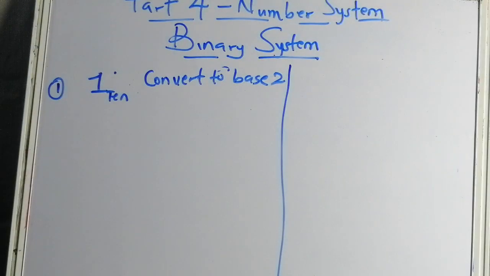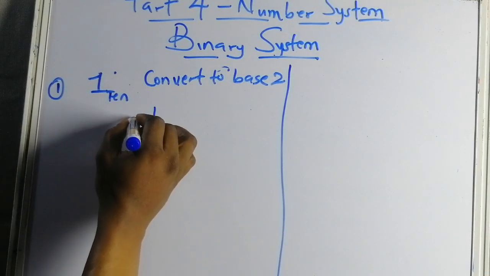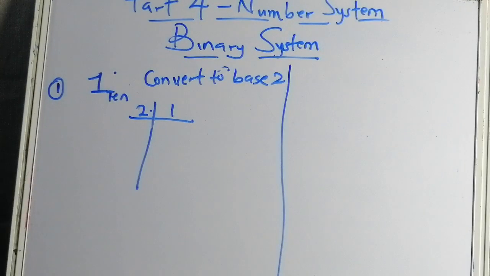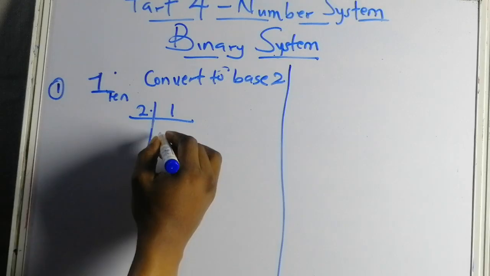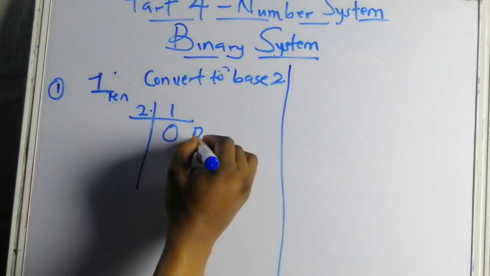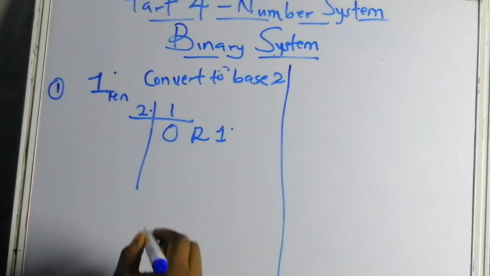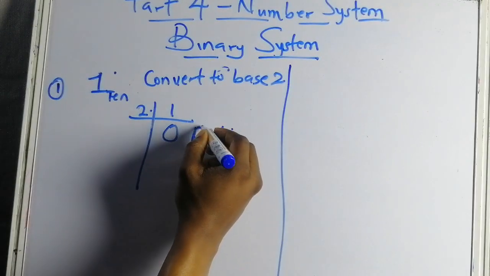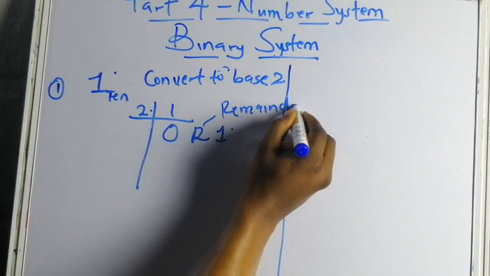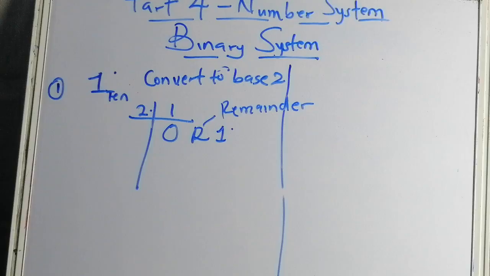So what do you do? Just have your table. You have your 1, you have your 2. The question you need to ask yourself: can 2 go in 1? No, it's not possible. What do you write? You write 0. Remainder 1. The R here stands for remainder. That is what is remaining.